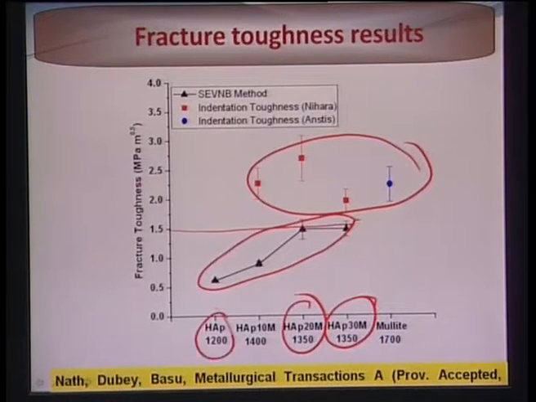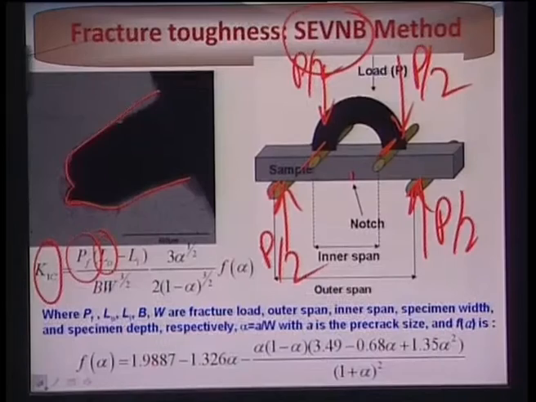In pure HAP, your fracture toughness value is close to 0.6 MPa square root meter. So this is 0.6 and this is 1.5. Now if you compare this with the toughness of the base material, that is hydroxyapatite, you can immediately realize that there has been modest improvement in the fracture toughness values. The other thing that I must mention here is that the SEVNB value is most reliable.